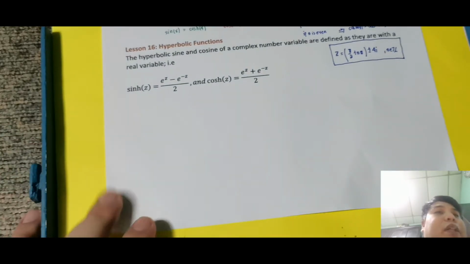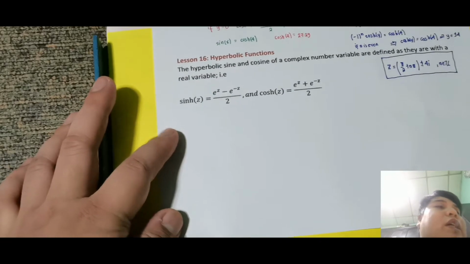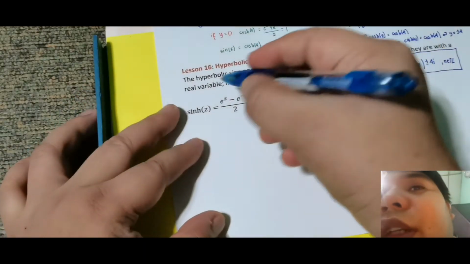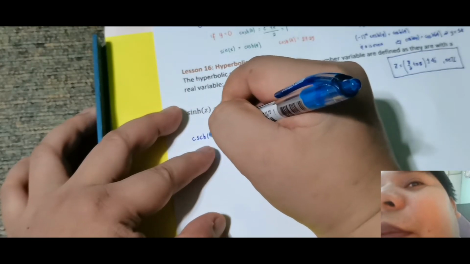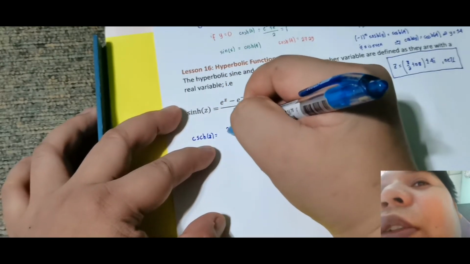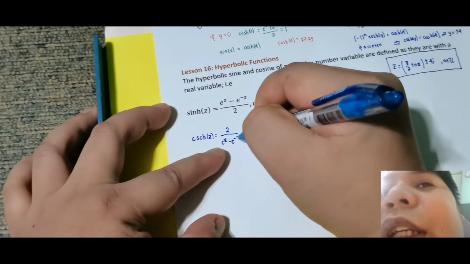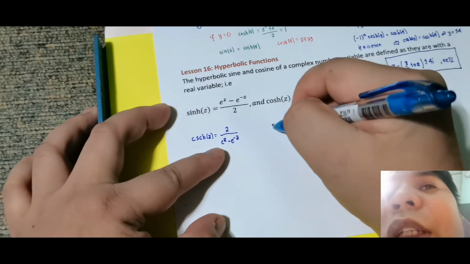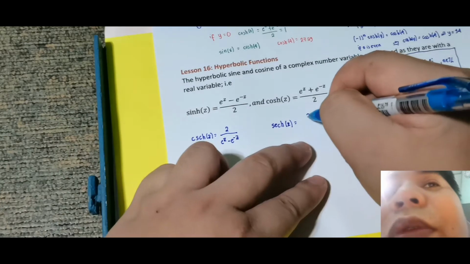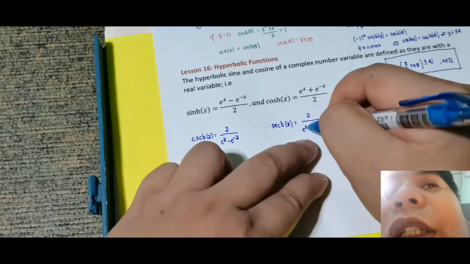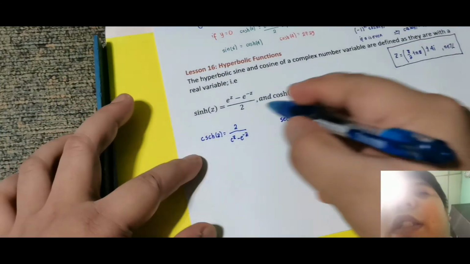So ngayon ang gagawin ko, derive na rin natin si hyperbolic secant, hyperbolic cosecant, hyperbolic tangent, saka si hyperbolic cotangent. So unahin ko lang muna si hyperbolic cosecant. Si hyperbolic cosecant, siyempre equivalent sa reciprocal nito. So this is 2 over e raised to z minus e raised to negative z. Si hyperbolic secant of z, siyempre equivalent lang sa 2 over e raised to z plus e raised to negative z.